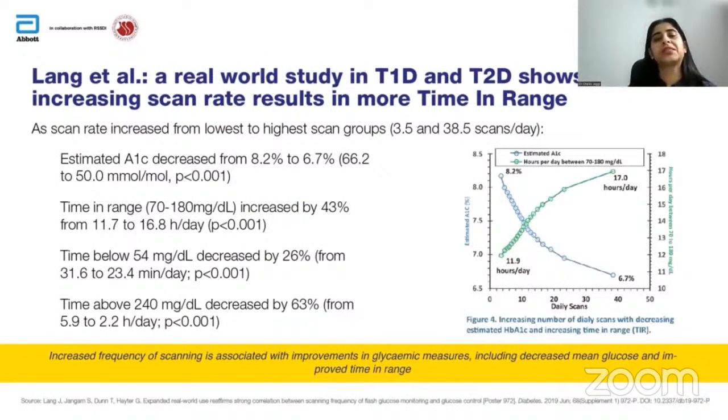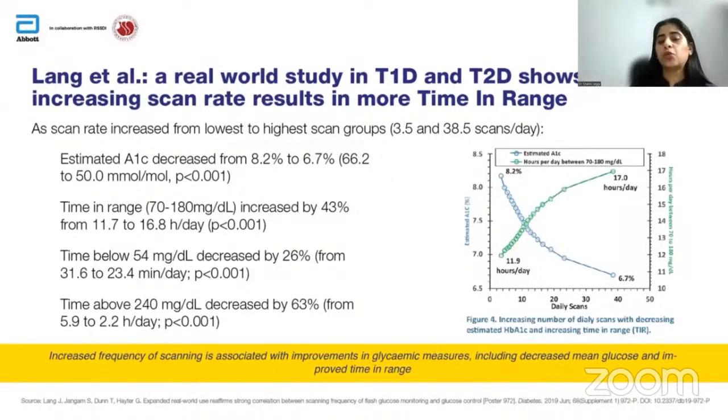Now moving on, one important part is scanning. How often do our patients scan when they are using CGM technology? We all know that the minimum mandatory scanning is about 3 scans in a day, 8 hours apart. But this is a study by Lang et al., a real-world study in both patients with type 1 as well as type 2 diabetes, which shows that if your patients are scanning frequently, it further translates into more time in range. So as you can see here in this graph, the green line is the number of scans, and this blue curve is the reduction in A1C, the estimated A1C.